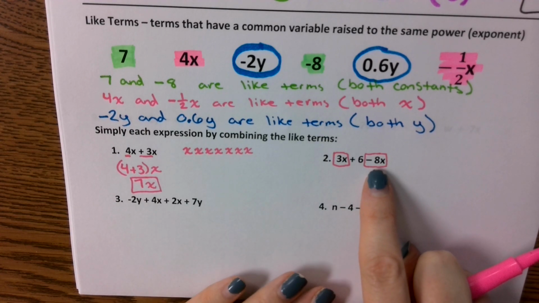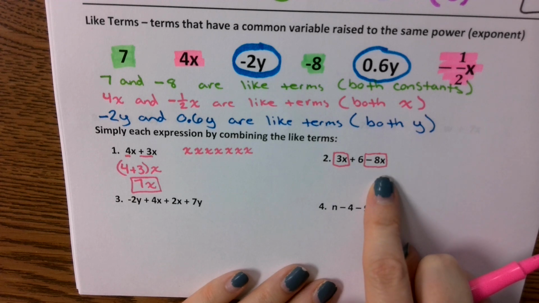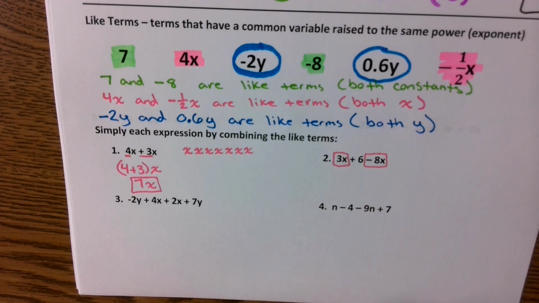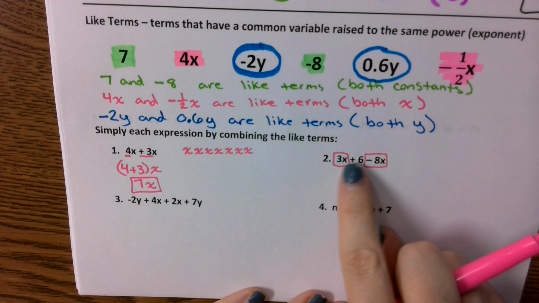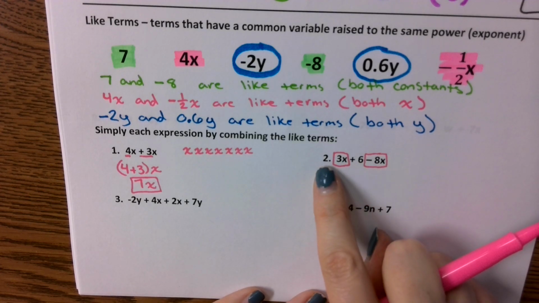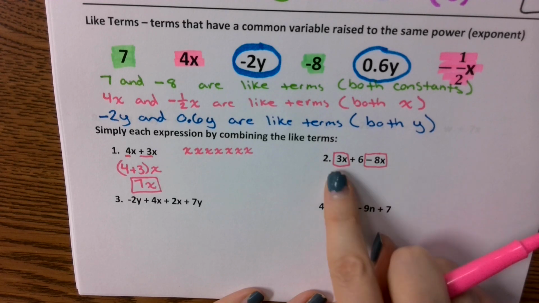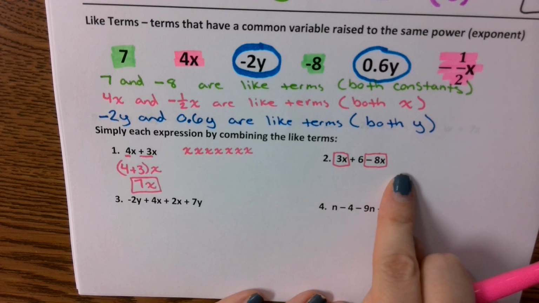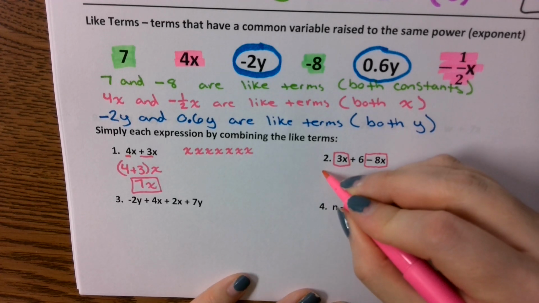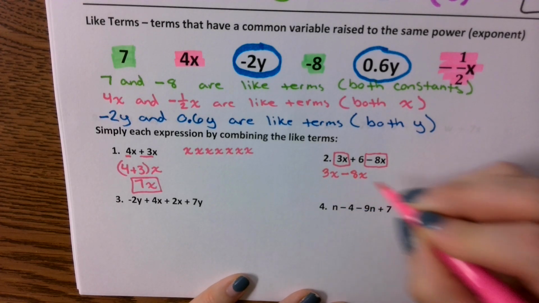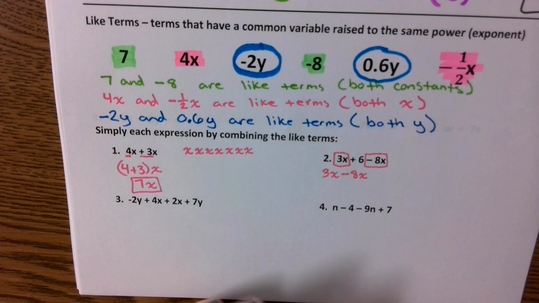That's the biggest mistake I see every year, is that people look at it and they go, oh, it's just 3x and 8x, that's 11x. But it's not 3x and 8x. It's 3x minus 8x. So you're not adding them together, you're subtracting them. You're doing 3x minus 8x. So we're really doing 3 minus 8 and then attaching the x at the end.